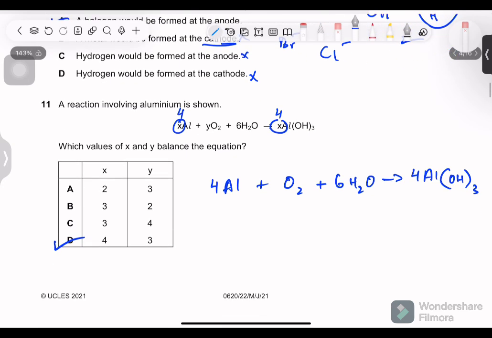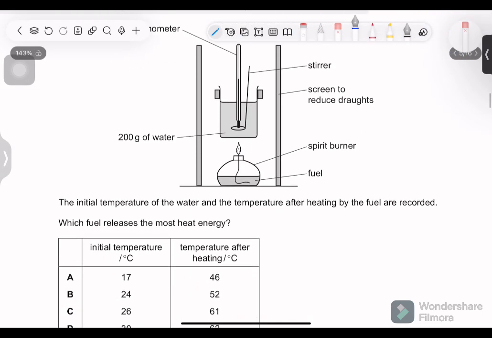Option D is correct. As for Y, if we put this 3, so 3 twos are 6 and 6, 6 total 12 oxygens, and on this side also 12 oxygen. So D is the correct answer.